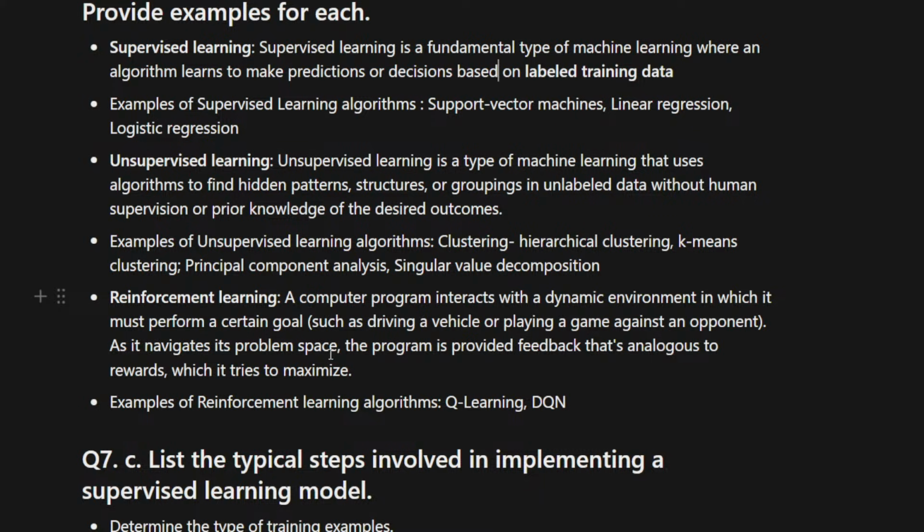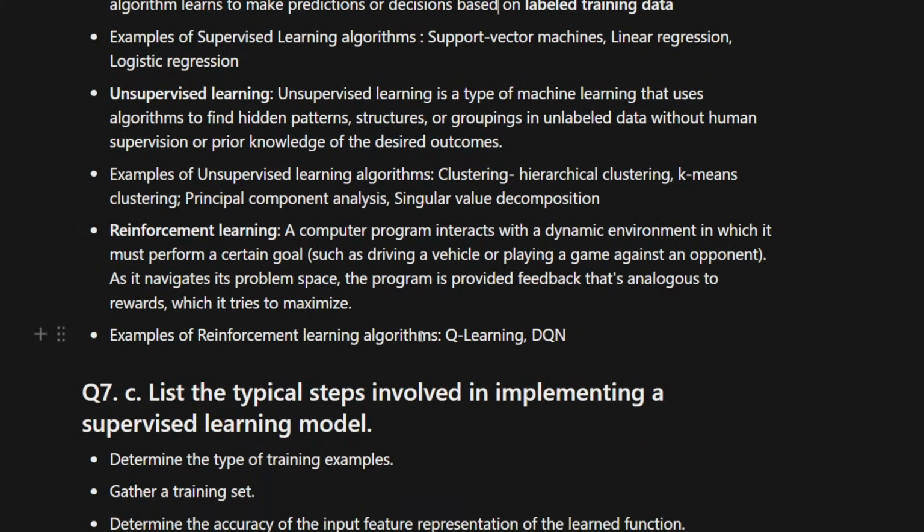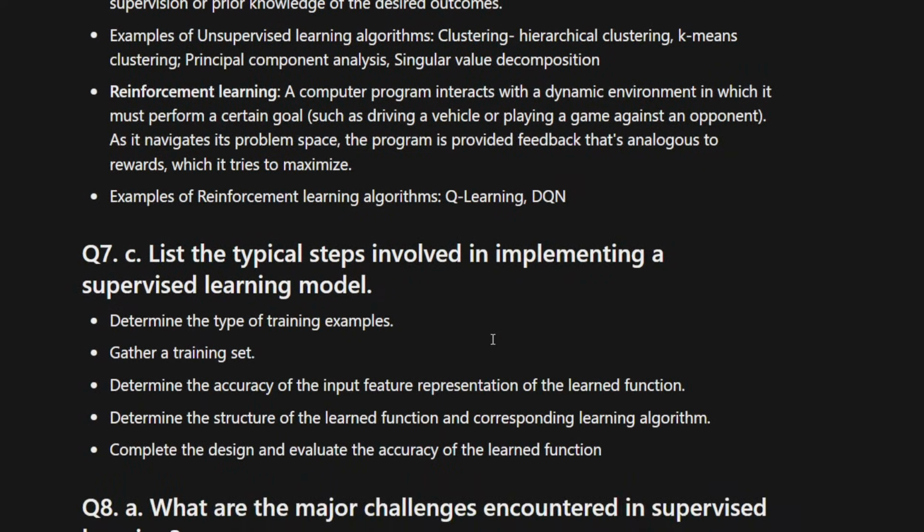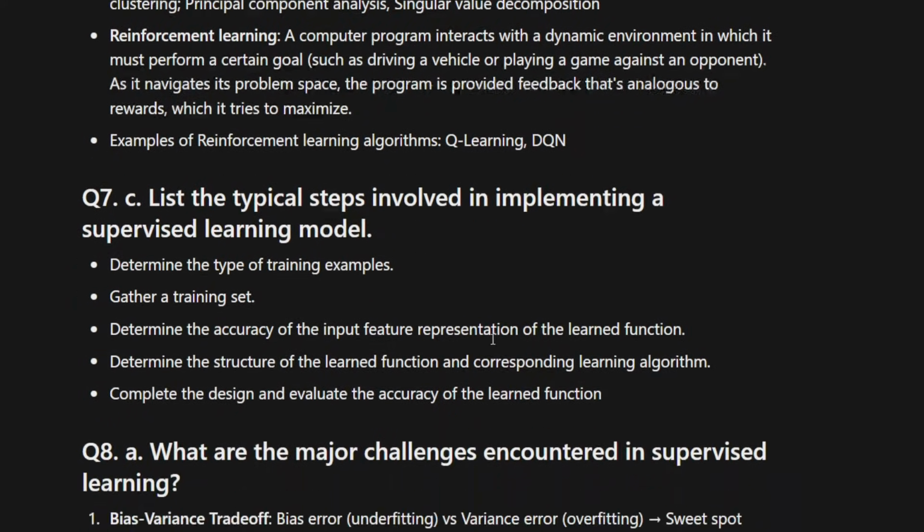Reinforcement learning, the definition is given. And examples are Q-learning and DQN. You can write chess learning bots, Go learning bots, like that. There are multiple reinforcement learning algorithms.